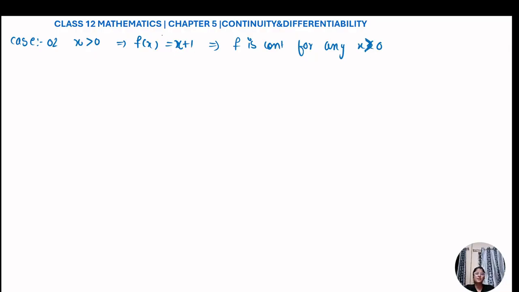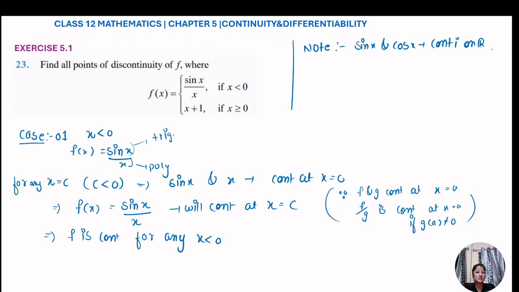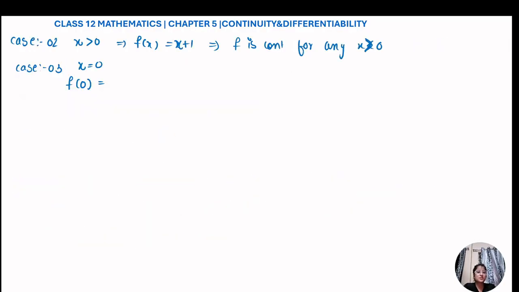I am not putting stress on that because I think it's very easy for you. I should mention the parts that are not trivial for you guys. So that is case 3. What is case 3? We have to check the continuity at x equals 0. For that, we will find the function value, which is defined as x plus 1. So this will be 0 plus 1, which is nothing but 1. Our function value is 1.